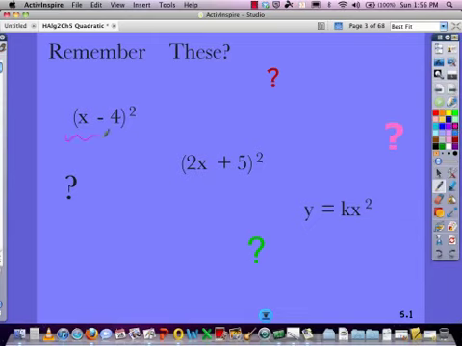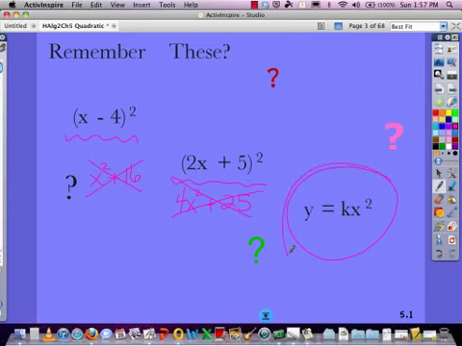This should look familiar. And we talked about a process you use from Algebra 1 because most of you were leaving out the middle term. The infamous wrong answer was x squared plus 16. The infamous wrong answer to 2x plus 5 was 4x squared plus 25. And in both cases, what we found out is that you were leaving out a middle term, a whole other piece to the puzzle, so to speak.